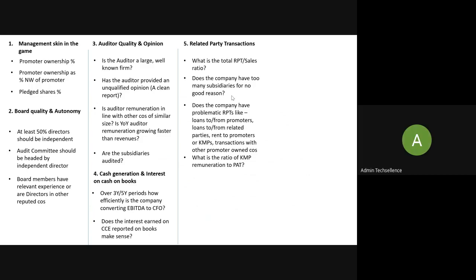Then, Nirvan, one question. Yeah, Gaurav. Where do you check these things from? No, from the annual report. These are checked from the annual report. Okay, got it. This is completely available in the annual report.